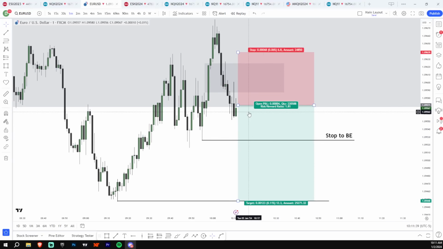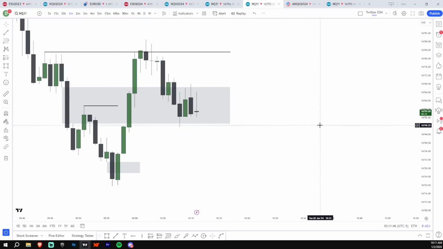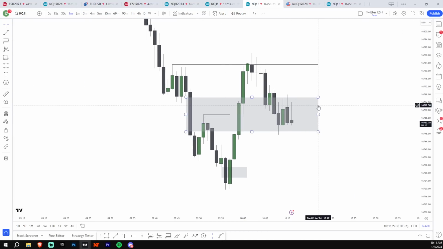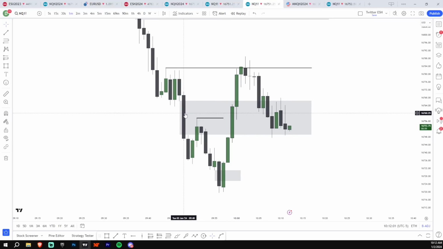The kill zone time for Euro USD or Forex is 7 to 10 a.m. So although the kill zone on NQ has not ended, it has ended on Forex. By the way, is this inversion still valid here, guys? Hurry, tell me, quick. No, it's not, because we already took out this high, so why would you use this? You wouldn't.